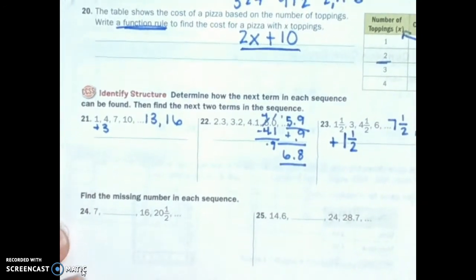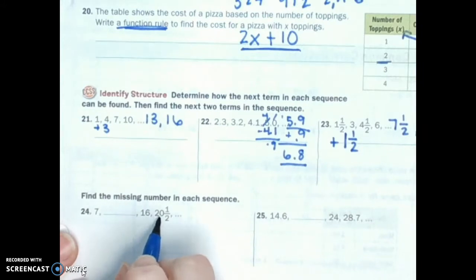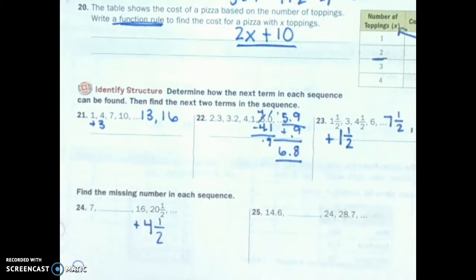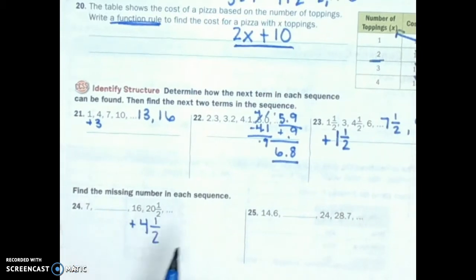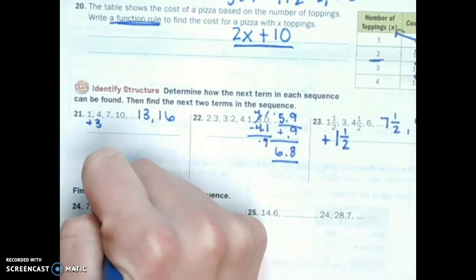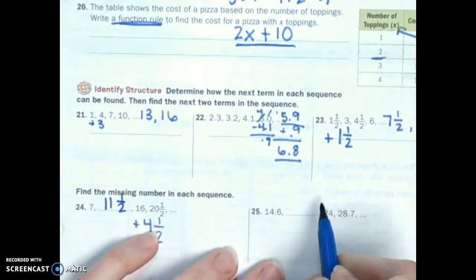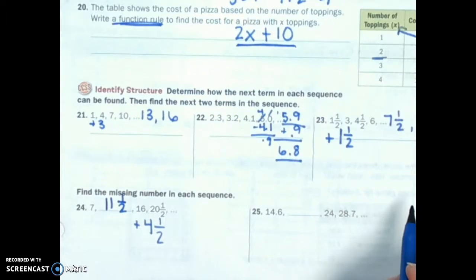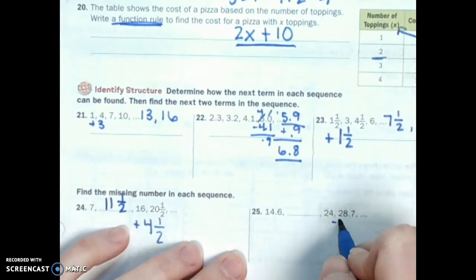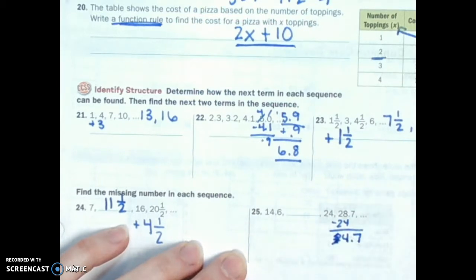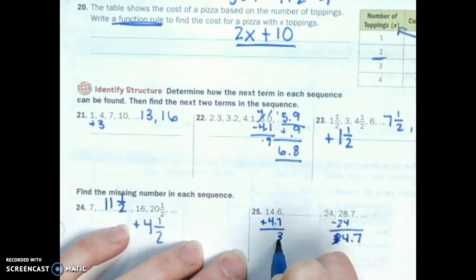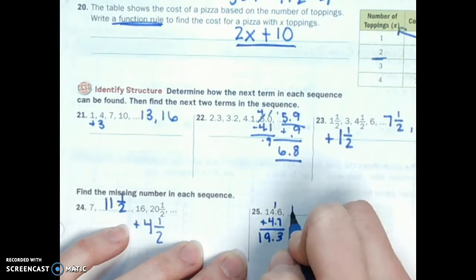Down here, I'm finding the missing terms. So to get from 16 to 20, that's 4. And then we add 1/2. So if we added 4.5 to get from there to there, we have to add 4.5 to 7. So 7, 8, 9, 10, 11. And then you add that half right in there. Let's see how we got from here to here. So I'm going to subtract 24. And I get 4.7. So I'm going to add 4.7 over here. So we have 13. We get 19.3.